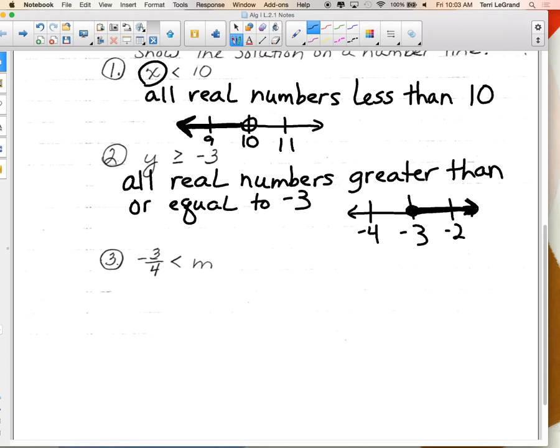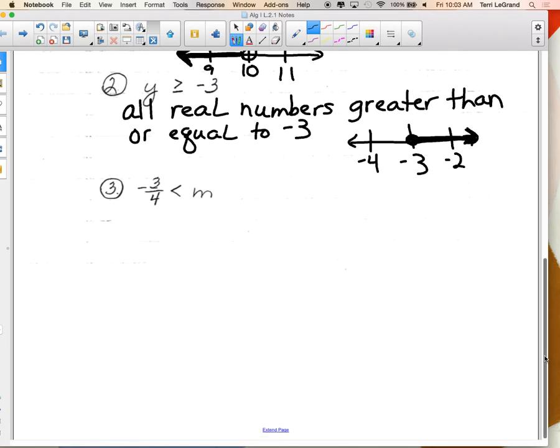Okay. How about this next one? What's that say? -3/4 is less than m. Well, that seems kind of backwards, doesn't it? Is there another way to write that so that the m, the all real numbers part, could be on the other side? It's like an equation, they could just trade sides. But you have to change the sign. So m and -3/4 trade places, but then it doesn't stay is less than, it becomes is greater than.